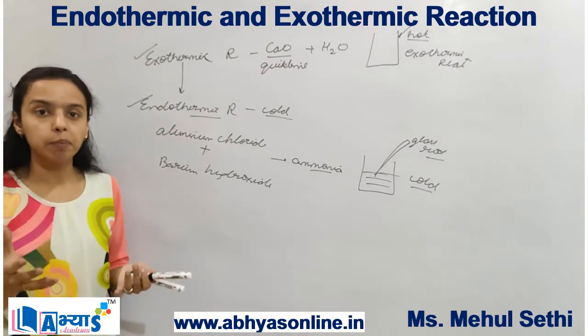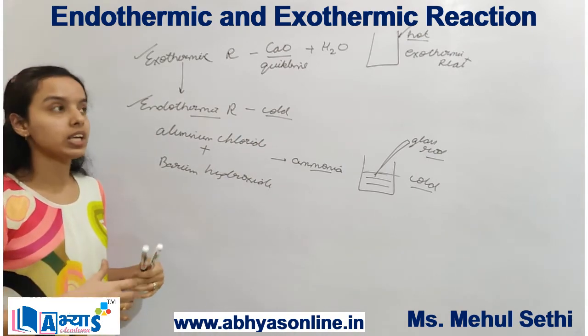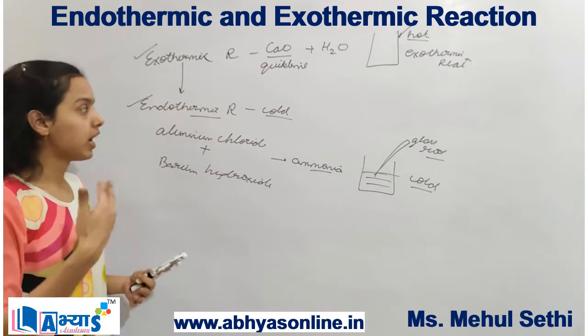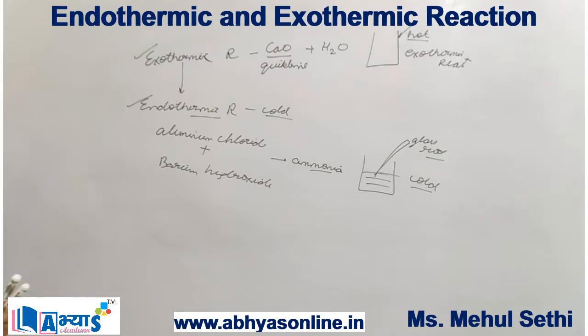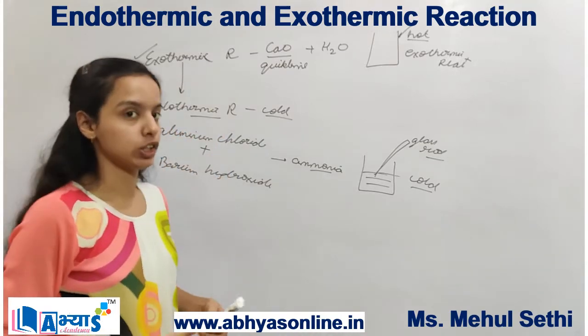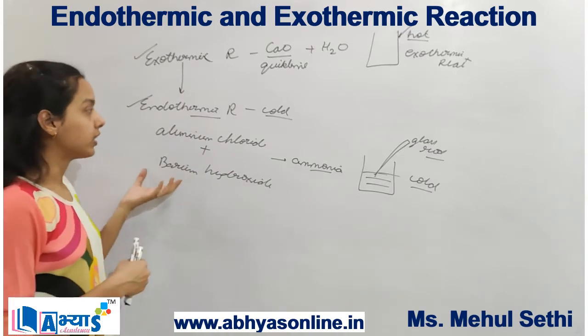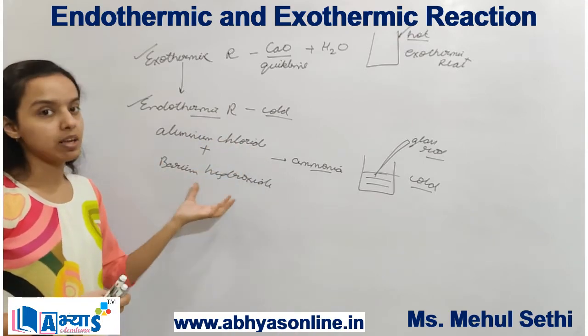So these are completely opposite reactions. One in which heat is released, those are generally hot reactions because heat is produced, and the other are reactions in which the heat is absorbed, known as endothermic reactions. So one example was the reaction of quicklime with water, and the other was the formation of ammonia from ammonium chloride and barium hydroxide.